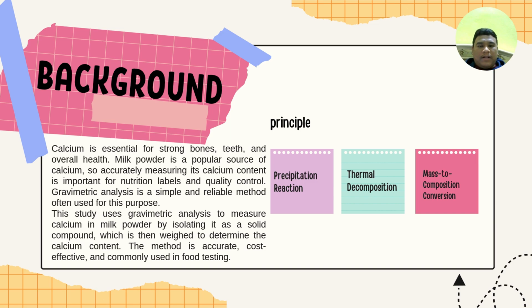This study uses gravimetric analysis to measure calcium in milk powder by isolating it as a solid compound, which is then weighed to determine the calcium content. The method is accurate, cost-effective, and commonly used in food testing. The principles behind this study are precipitation reaction, thermal decomposition, and mass-to-composition conversion.